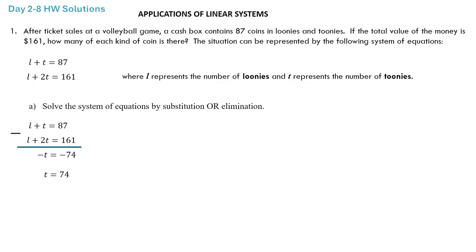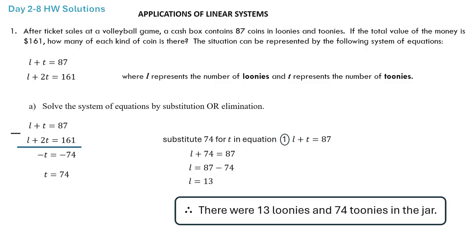Once we have a value for T, we can sub it back into either one of the equations to find out and solve for loonies. So we'll take that 74 and we'll use the first equation. The numbers are a little bit easier to work with. Take that 74, L plus 74 equals 87. And when we solve for L, we get a value of 13. So we can say that there were 13 loonies and 74 toonies in the jar.